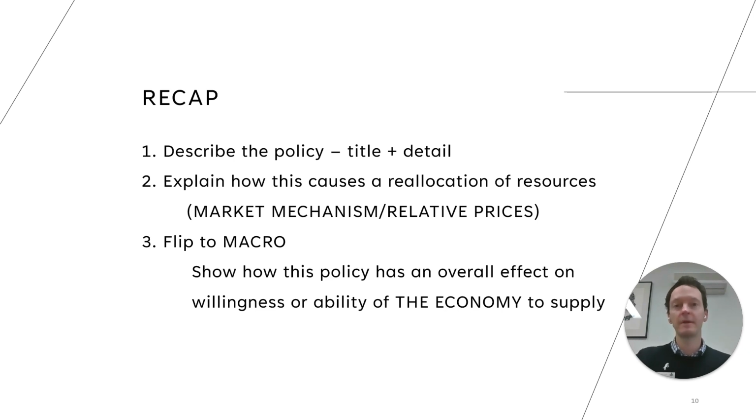Okay, so just a quick recap, these questions really need to be in 3 sections. The first one, describe the policy, title, plus additional detail. The second one is you're going to have a micro approach, how this policy will incentivize an allocation of resources towards or away from a particular market. And then your third step here is you want to flip to macro and use the macro language to really demonstrate to your assessor that you understand that aggregate supply only changes when the total ability or willingness to supply of the whole economy changes.